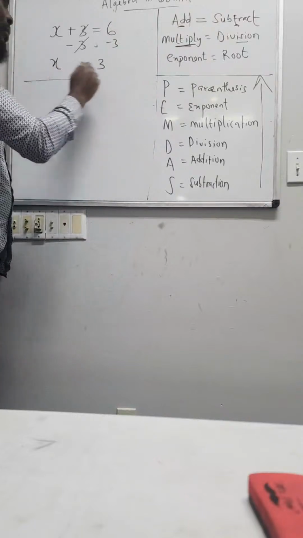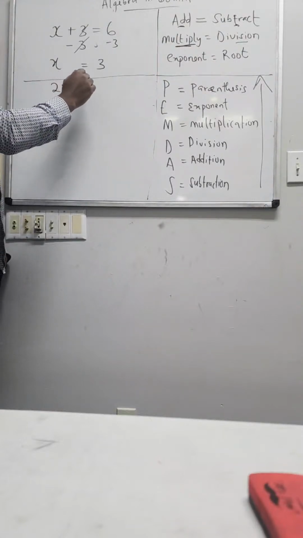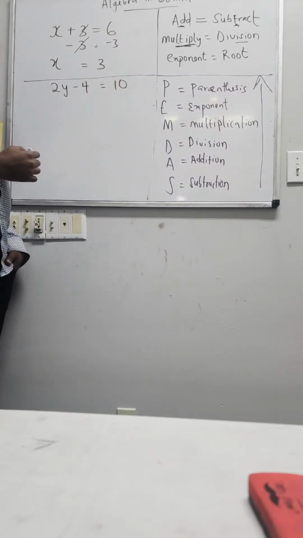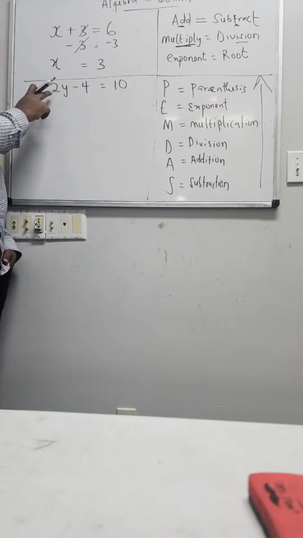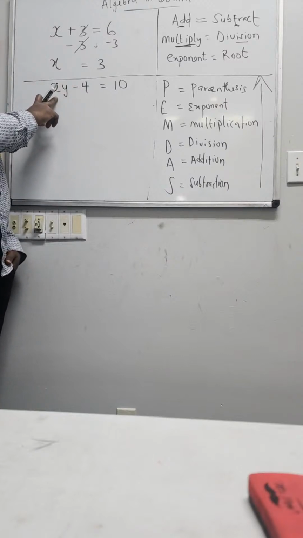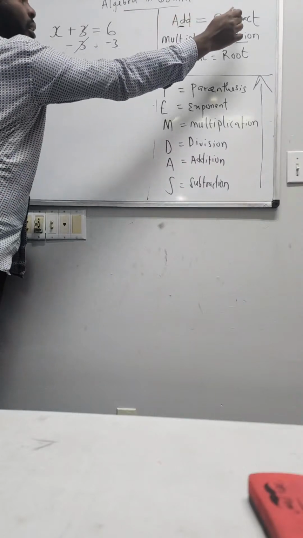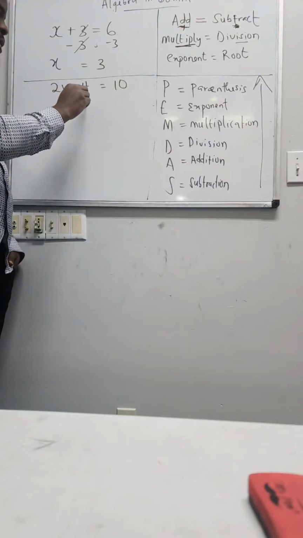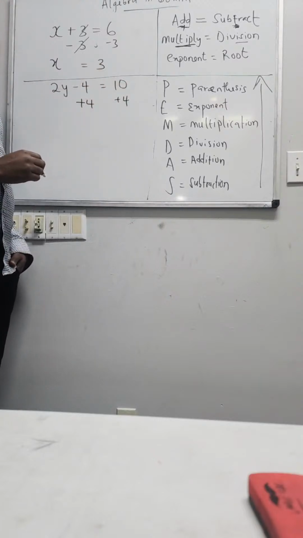Now, let's proceed by looking at example 2. If you have 2y minus 4 equals 10. To do this, we need to eliminate this 4 before we eliminate what is with the y. And to do that, here we're having subtract, then you're going to apply addition. So that is, you add 4 to both sides.